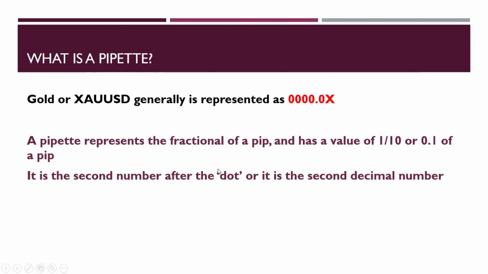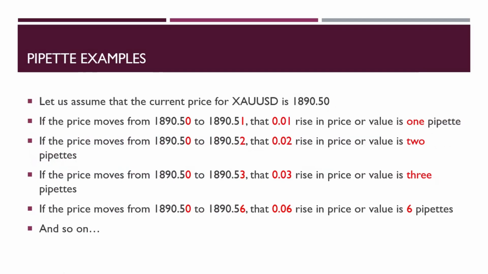All right, so right after this dot, this first number 0, not that, the second number, which in this case is x, is what we call a pipette. Yes, of course I'll explain this. So let's look at examples of a pipette.